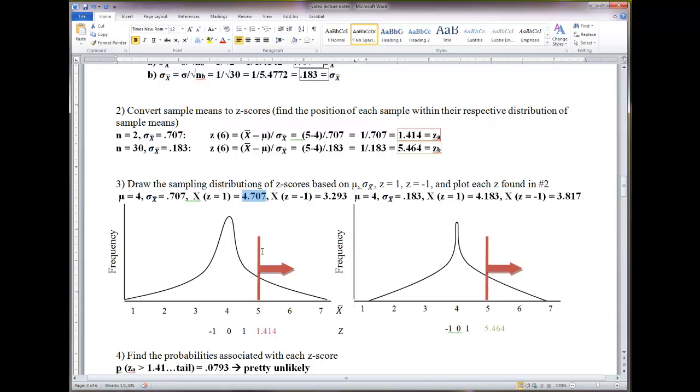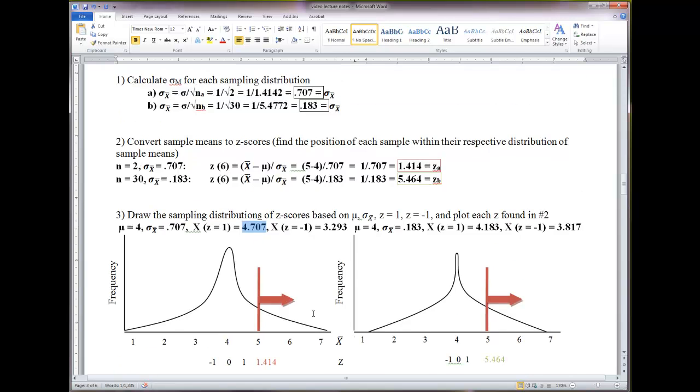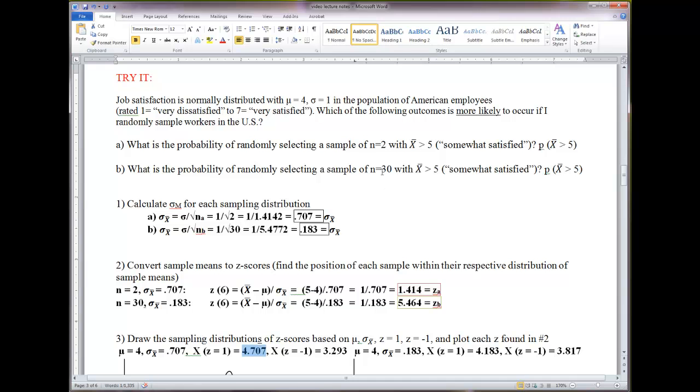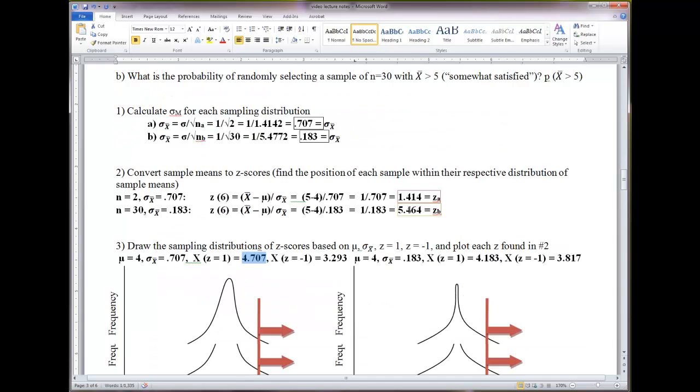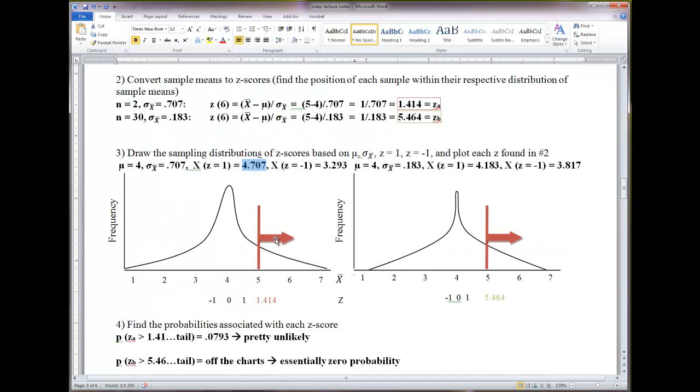Now the most important thing is to see where your sample mean lies on this distribution, to then determine if we're looking for a tail or if we're looking for a body. So if we're looking for the probabilities of getting a sample mean greater than 5, and 5's here, greater than goes this way, and we're looking at tails in both situations.